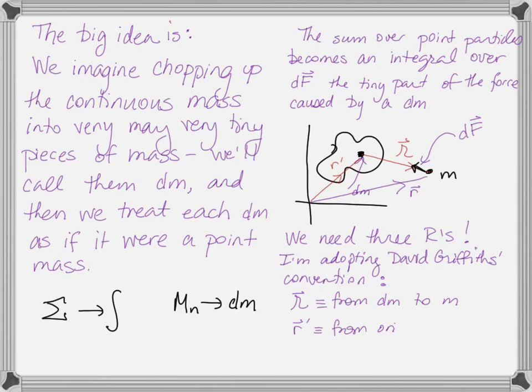So the regular r is the regular position vector r in 3D. So r goes from the origin to the mass, the little m, the one that you are finding the force on. Choosing these symbols is a convention I got from David Griffiths' E&M book, and I really like it, so it's what I use. There's the same kind of idea here if you would be doing continuous charge distributions instead of continuous objects, continuous masses. So that's where I got that idea from.